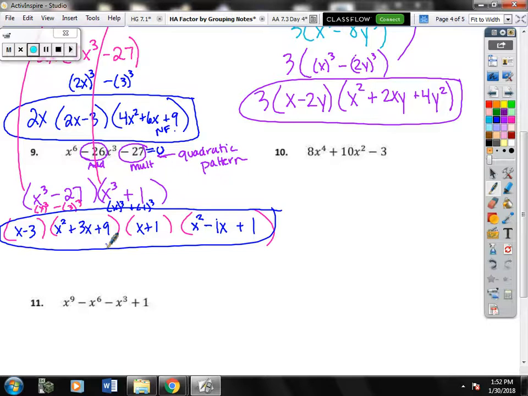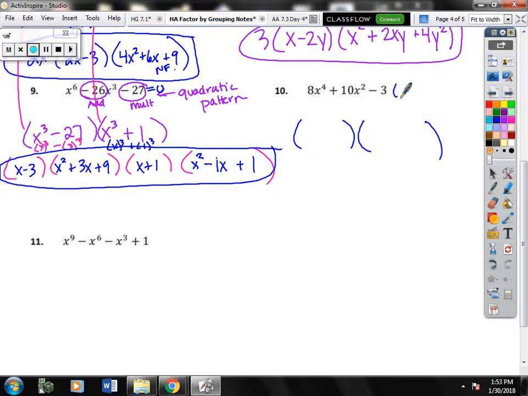Try number 10. Oh, we don't have time. Try number 10. Do guess and check. Oh, yes, I love this. Totally matters. Guess and check.